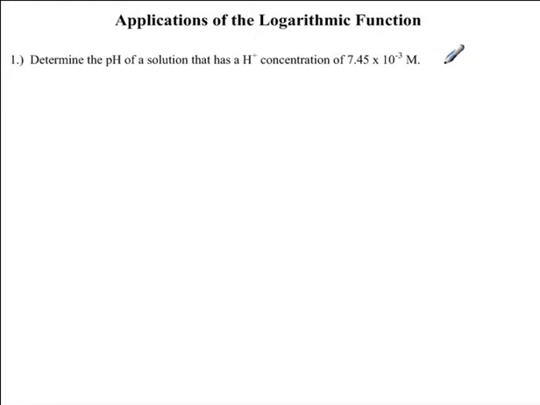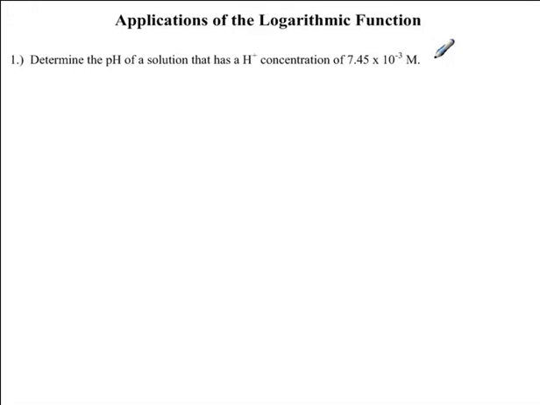In this mini clip, we will be looking at the applications of the logarithmic function. Our question reads, determine the pH of a solution that has a hydronium ion concentration of 7.45 times 10 to the exponent -3 molar.